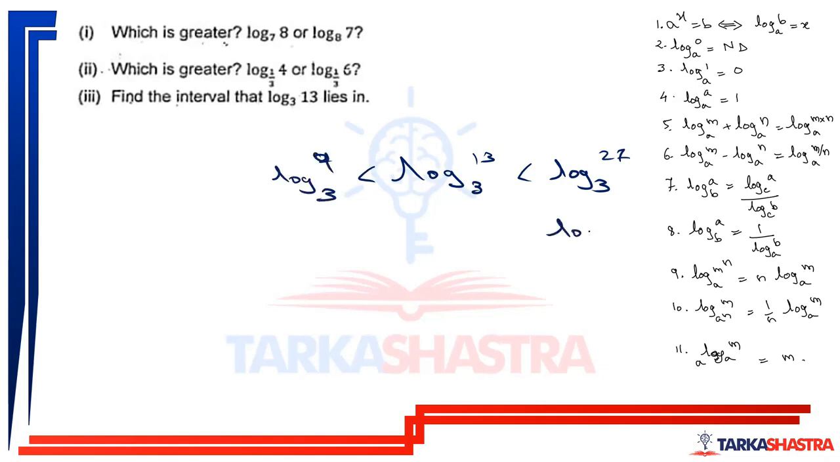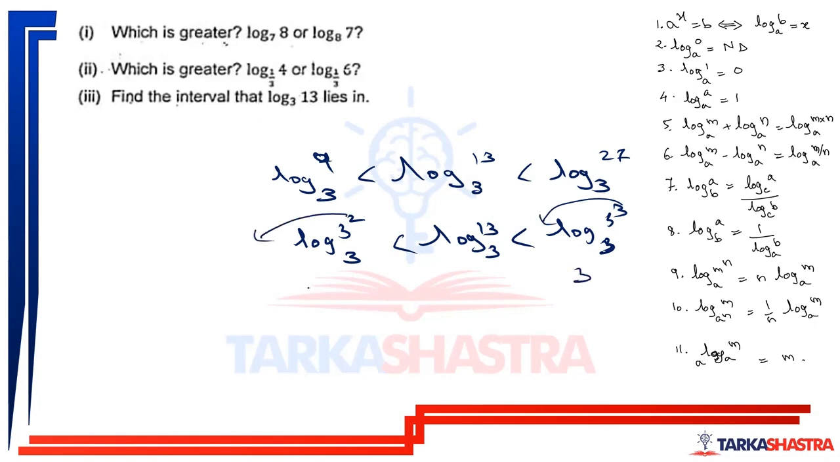Now this is log 3 to the power 3 to the base 3 and this is log 3 to the power 2 to the base 3, and here we have log 13 to the base 3. Now this 3 will come out, this 2 will also come out. So log 13 to the base 3 will lie in this range of 2 to 3.